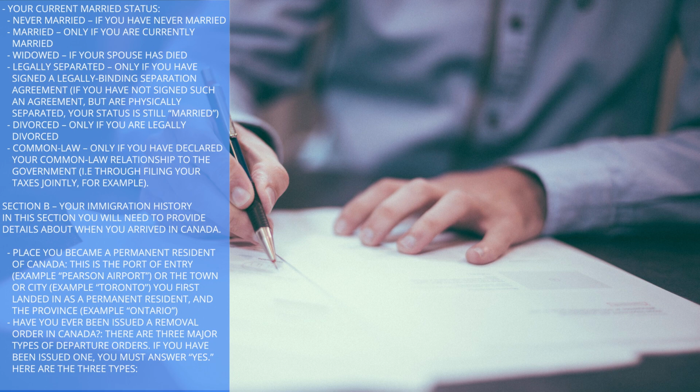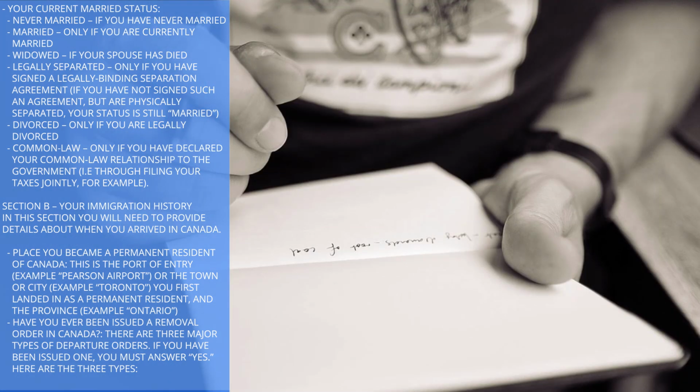12. Your current marital status. Never married, if you've never married. Married, only if you are currently married. Widowed, if your spouse has died. Legally separated, only if you've signed a legally binding separation agreement. If you have not signed such an agreement but are physically separated, your status is still married.